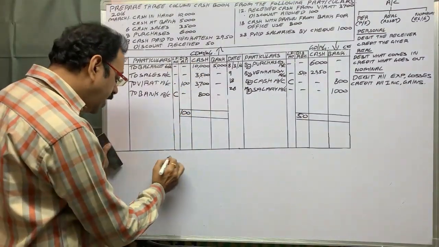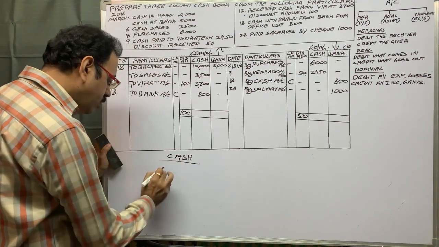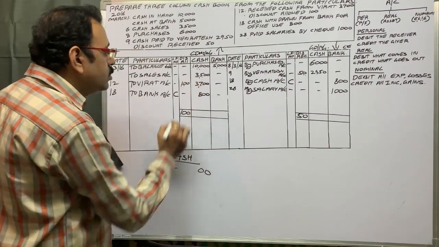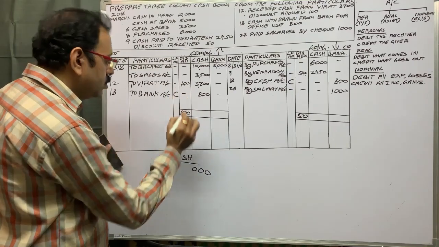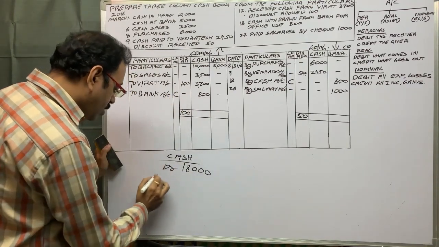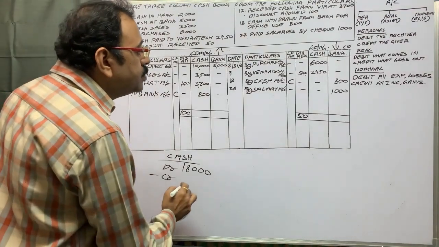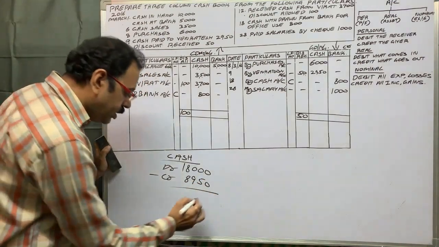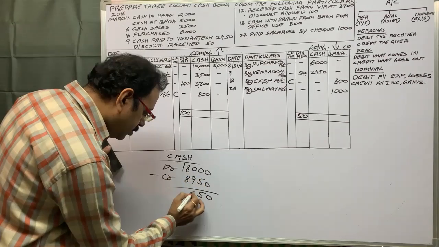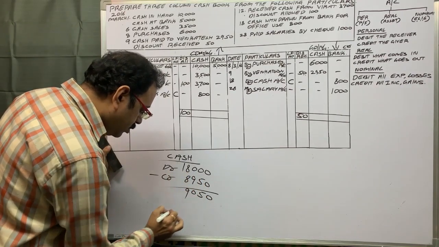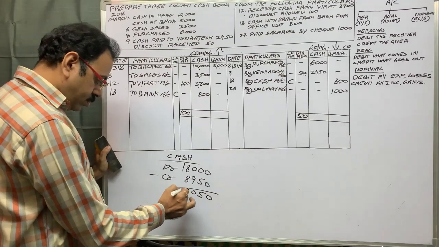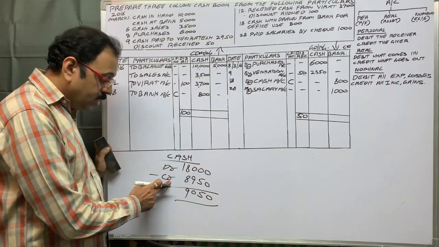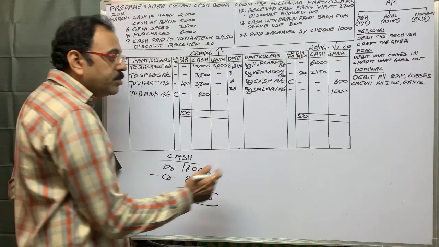Cash, first the debit side total we have to calculate. Debit side total minus credit side total. Then find out the difference. So which side total is less? Credit side total is less. So on the credit side, this amount we should write.